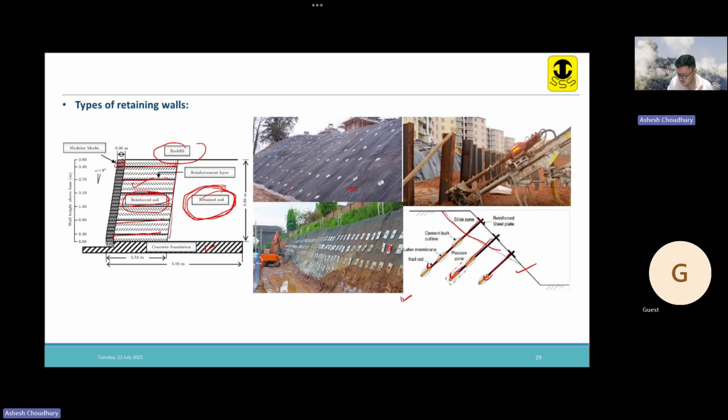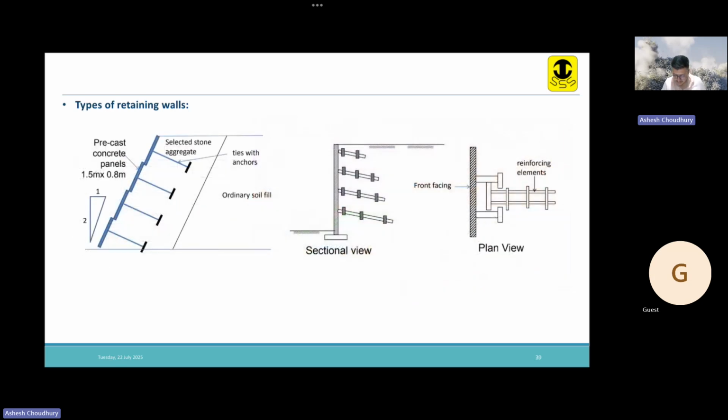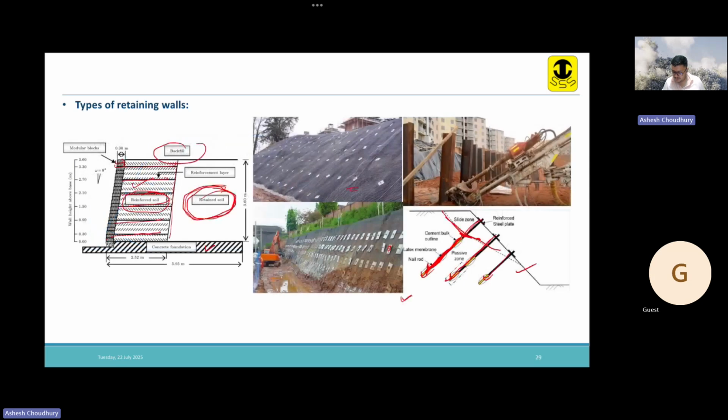So you can see this is my slide zone, and what we are doing is anchoring the slide zone at the back with the help of this nail. So whenever this soil tries to come out, push down, there will be some passive resistance that will develop in this nail. It will try to pull it back into its position. So this is the normal mechanism.